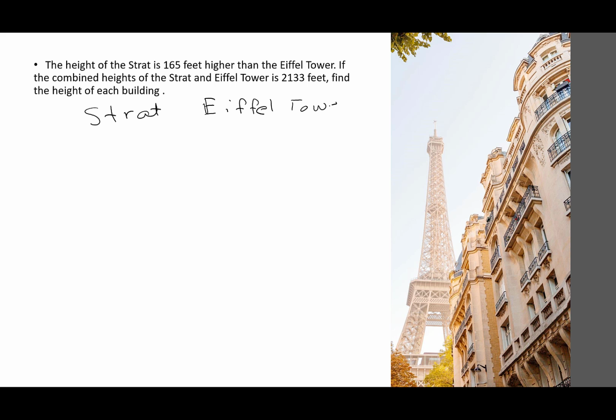What I tend to look at is which one looks shorter. So it says the height of the Strat is 165 feet higher than the Eiffel Tower. So I'm going to let the Eiffel Tower be x, and that way the Strat can be x plus 165. Then together they have a combined height of 2,133 feet. So I'm going to add x plus 165, plus x, and that's going to be 2,133.